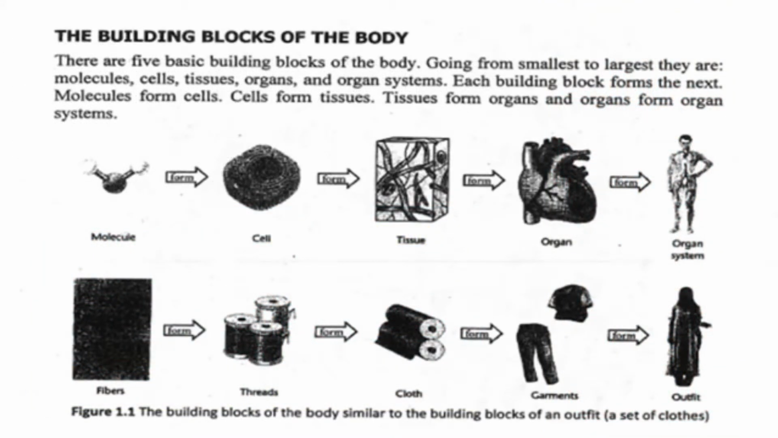The building blocks of the body. There are five basic building blocks of the body. Going from smallest to largest, there are molecules, cells, tissues, organs, and organ systems. Each building block forms the next. Molecules form cells, cells form tissues, tissues form organs, and organs form organ systems.